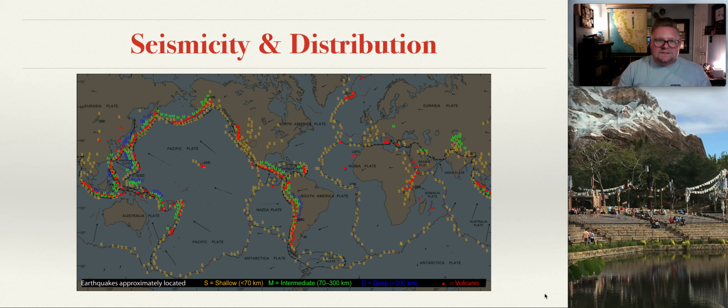So let's look at seismicity and distribution. This diagram I thought was quite interesting. It puts earthquakes, whether it be shallow, meaning that the origin is more towards the surface, we have intermediate, and then we have really deep earthquakes. We also have these little triangles that represent volcanoes. So here we have our ring of fire, which makes sense. So we have all of these very shallow earthquakes that occur also along this ring of fire.